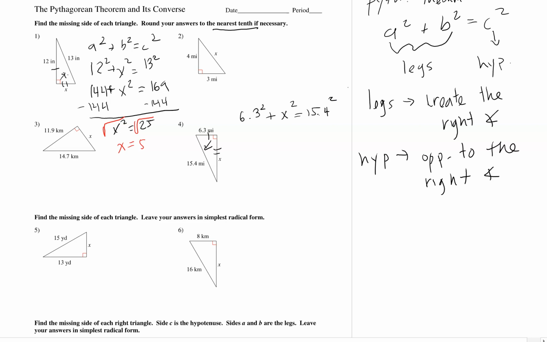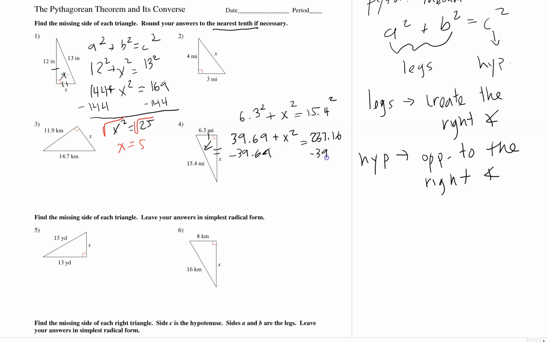Now, do some calculator work. So 6.3 squared should land you at 39.69 plus x squared is equal to 15.4 squared. Don't times it by 2. It's 15.4 times 15.4. That's going to be 237.16. Subtract the 39.69 on both sides. Sorry for my writing.